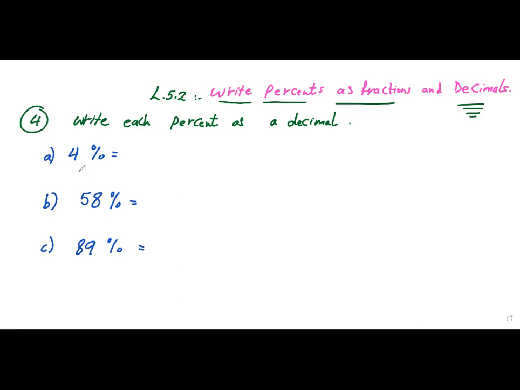The solution of the first question, 4%. How can I write it as a decimal? First, you need to write it as a fraction. Then you can write it as a decimal. So as a fraction, it's 4 out of 100. And read it: 4 out of 100, or 4 over 100, or 4 hundredths. Do you remember how I can write this as a decimal?